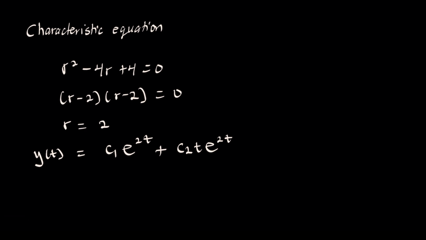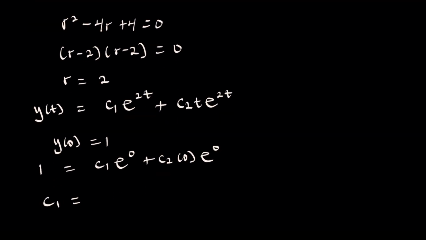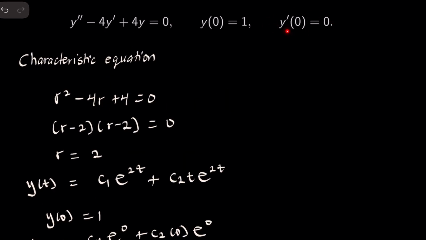With the first initial condition, we have y of 0 is equal to 1. Thus we have 1 is equal to c1 e exponent 0 plus c2 multiplying 0 e exponent 0, because t is now 0. Thus c1 is equal to 1. Now let's find c2. With the second initial condition, we have y prime of 0 is equal to 0.